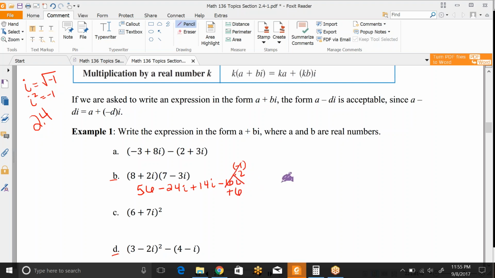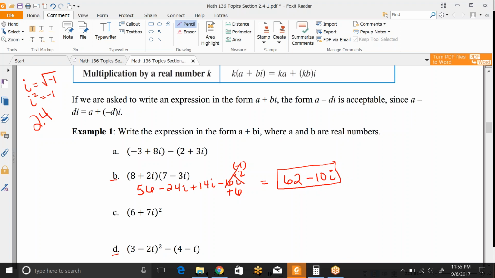So when I add my like terms together, 56 and 6 would both be real numbers. So they add together to make 62. And then negative 24i plus 14i would be negative 10i. We keep it like this because these are no longer like terms. This is a real part and an imaginary part, and that is what makes up a complex number.